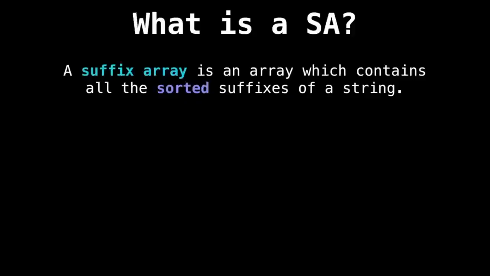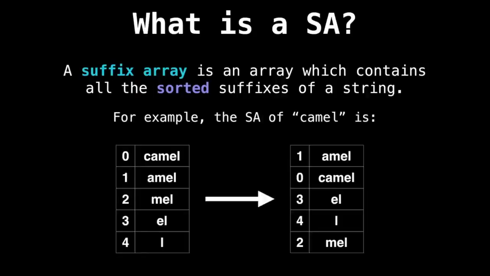Now we can answer the question, what is a suffix array? The answer is a suffix array is the array containing all the sorted suffixes of a string. Let's see an example of this. Suppose you want to find the suffix array for the word camel.